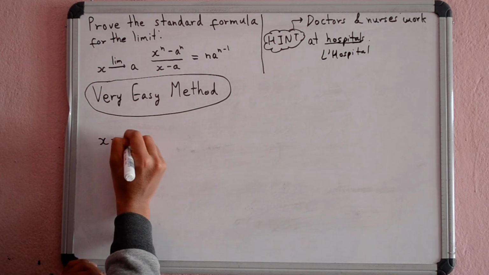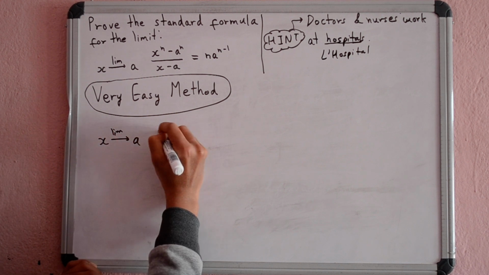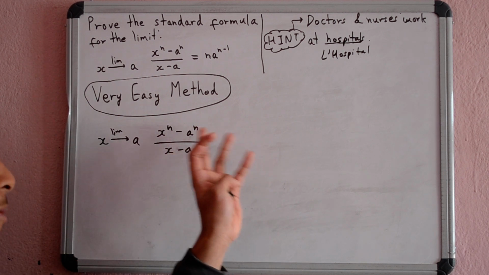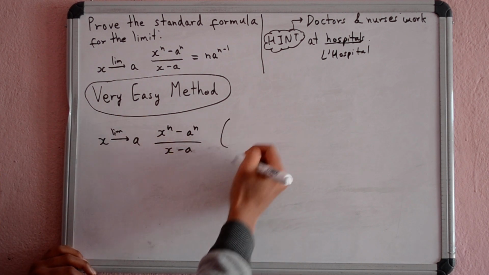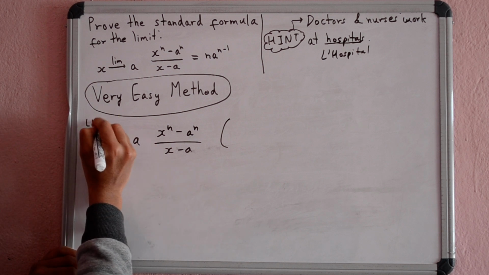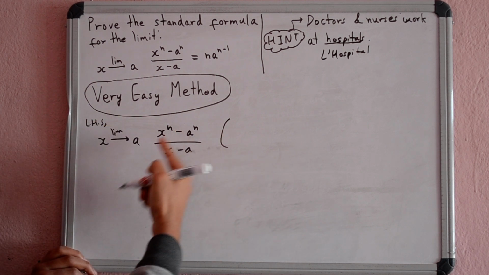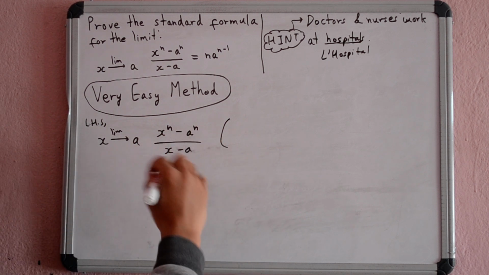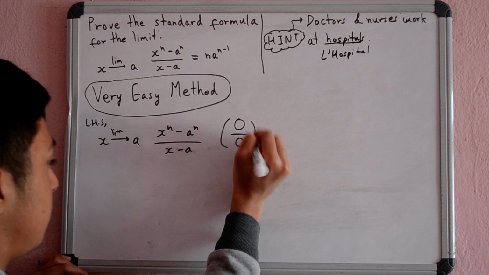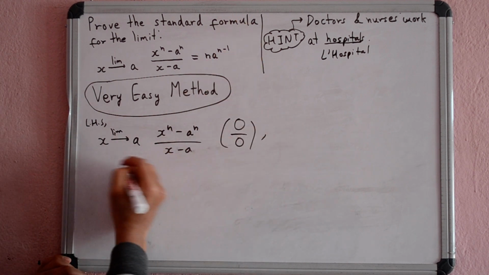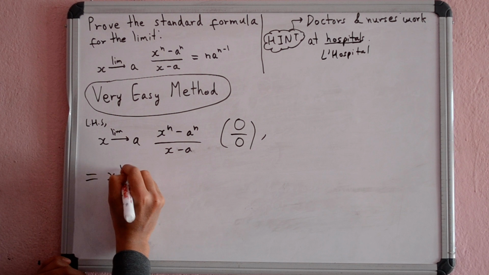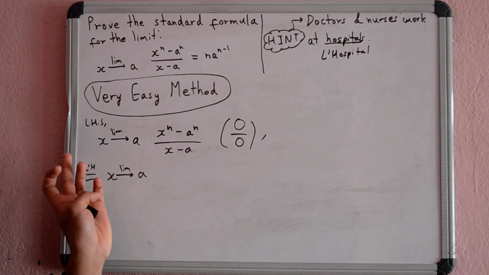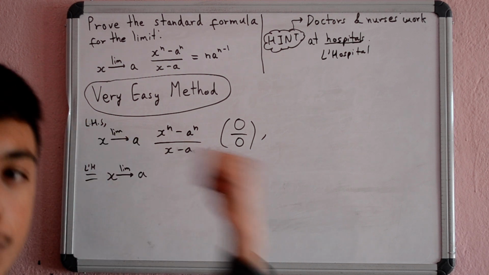So first let me rewrite this: x to the power n minus a to the power n over x minus a, and here n is a constant, by the way. Now the limit itself, we're taking the left hand side, LHS. This is, apply the limit, a to the power n minus a to the power n, this is 0, a minus a is 0. So you'll have a 0 by 0 case, meaning we can use L'Hospital's rule. So this is equal to the limit x approaching a. Let me write LH as using L'Hospital's rule, because instead of writing using L'Hospital's rule again, you can just do this.